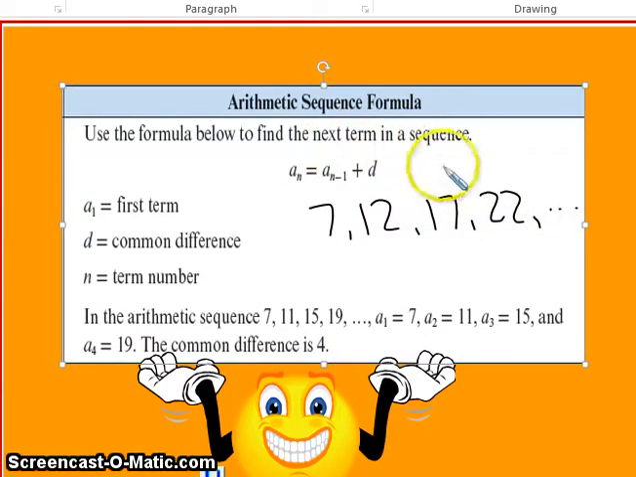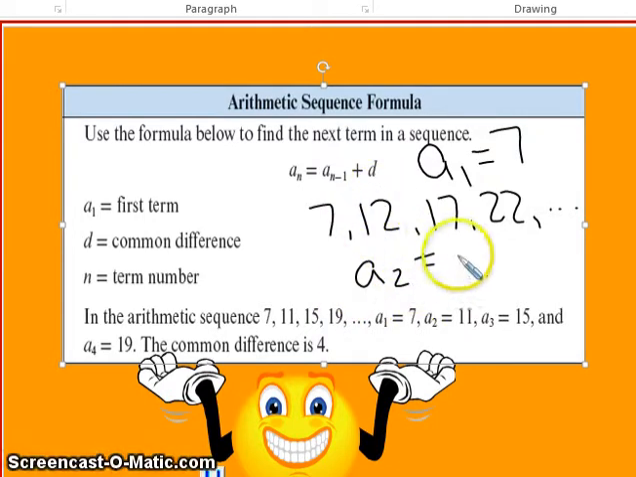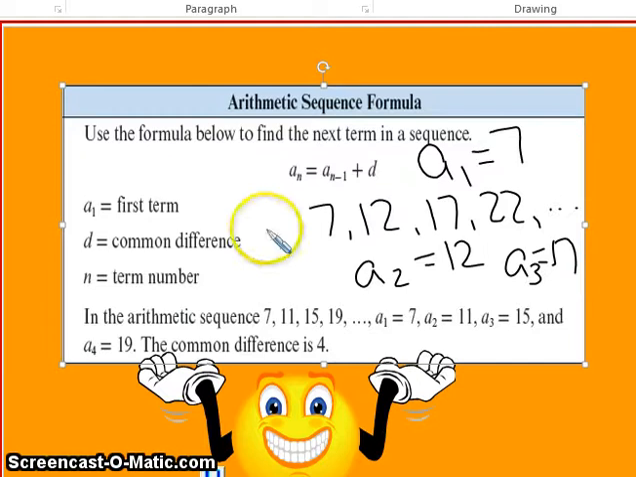And we wanted to find a sub 1. That means the value of the first term. Now, the value of the first term in this pattern is 7. If we wanted to find a sub 2, we want the value of the second term, which is 12. A sub 3 would be the value of the third term, which would be 17, etc., etc. D is the common difference, and a sub n minus 1 means the term before. So if I wanted to find a sub 3 minus 1, that means I want the term before 3, or a sub 2.